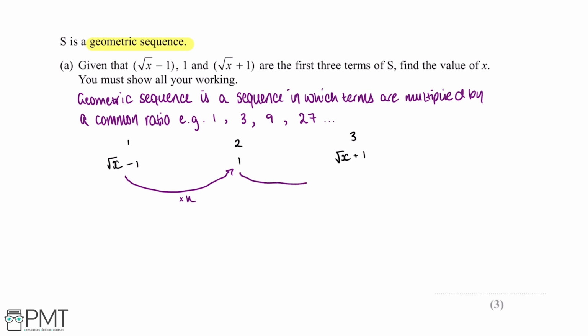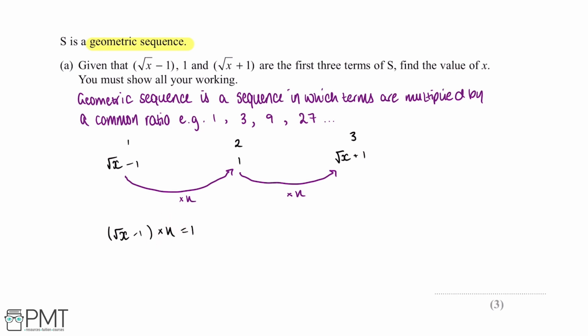And then 1 multiplied by k gives us root x plus 1. So we can form an equation from these. So if we start with term 1 and 2, we've just worked out that root x minus 1 multiplied by k will give us the second term, which is 1.